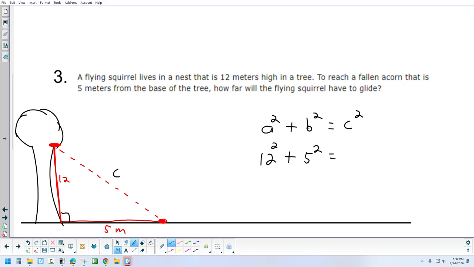And the question is, how far does the squirrel have to glide to the ground? So do we know C? Just that? No, that's the whole question. How far does the squirrel have to glide to the ground? All right, so now we just have to figure out what C is. Kara, what do I have to do first there?